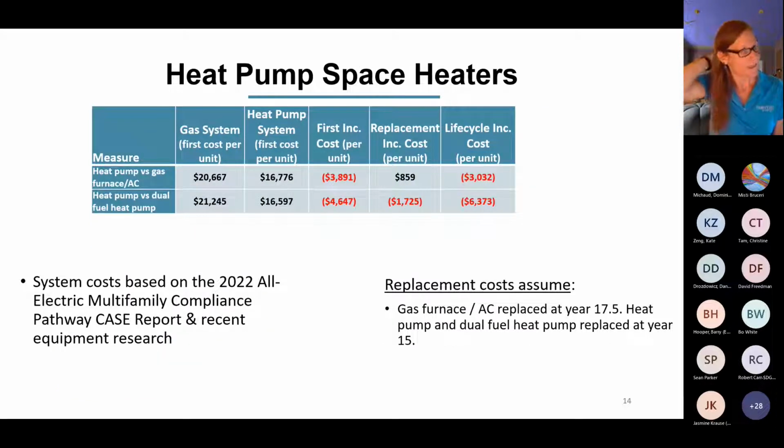On the space heating side, remember, this really only comes into play in our Climate Zone 1 and Climate Zone 16 results. So these costs were based on some of the data provided in the All-Electric Multifamily Compliance Pathway Case Report, as well as some recent equipment research and labor cost research. The thing to point out here is that we have pretty substantial first and lifetime cost savings per dwelling unit, which has mostly to do with lower labor costs from not having to run gas to each dwelling unit, not having to vent the appliance in each dwelling unit.